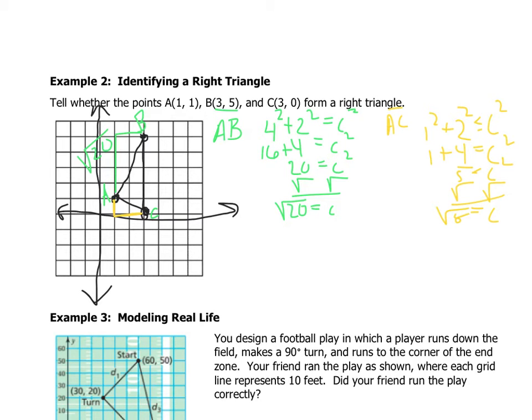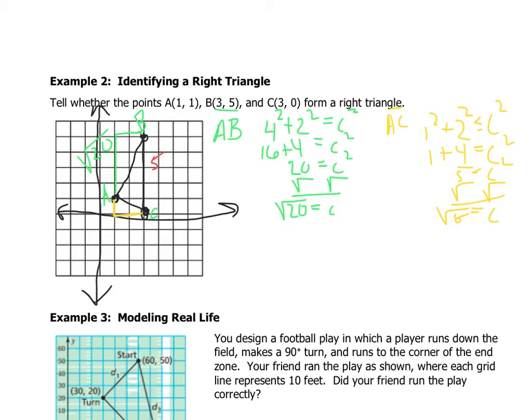Now, BC, we know. We can figure out what that one is because I can just count 1, 2, 3, 4, 5. If I'm going completely straight up vertically or left or right horizontally, I can just count the numbers. So I know that BC is 5. So once I know the 3 sides, now I can use that converse to say, is this a right triangle? So I'm going to plug in my numbers.